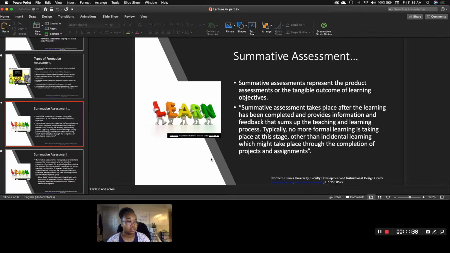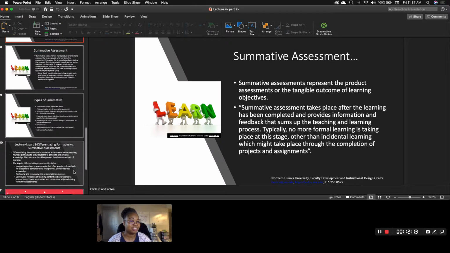Summative assessments represent the product assessments or the tangible outcomes of learning objectives. So typically here, no more formal learning is taking place at this stage, other than incidental learning, which might take place through the completion of projects and assignments. So that means that you're done teaching the objective and that you're assessing the objective. If you are not done and students are still not ready, then the summative is not going to be as effective or useful for gathering data about how much they have learned, because obviously they didn't learn it if they're still asking for help.